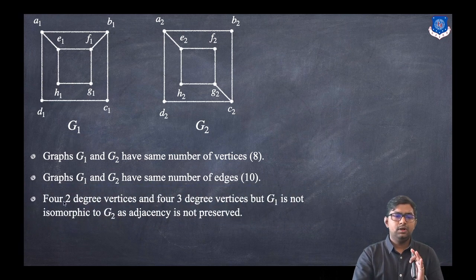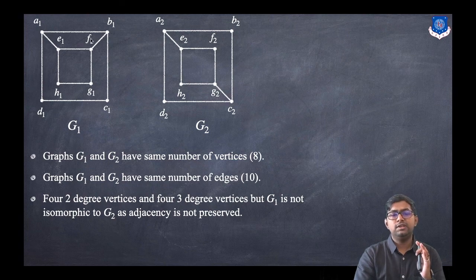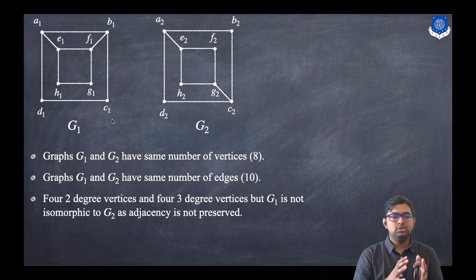Now see, there are 4 vertices of degree 2 and 4 vertices of degree 3. Here you can see that the degree of D1, H1, G1, C1 is 2, and the degree of B1 and A1 is 3, and the degree of E1 and F1 is 3. So we have 4 vertices of degree 2, which are D1, C1, H1, G1, and 4 vertices of degree 3, which are A1, B1, E1, F1.